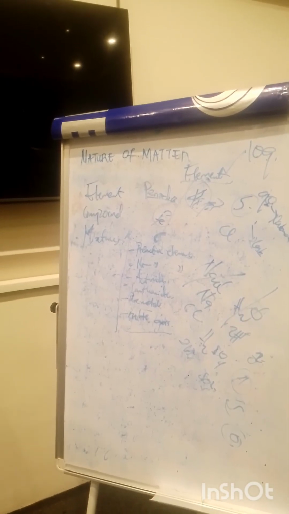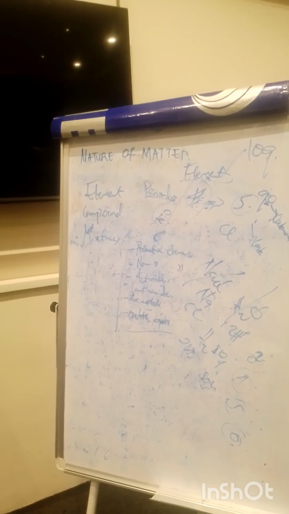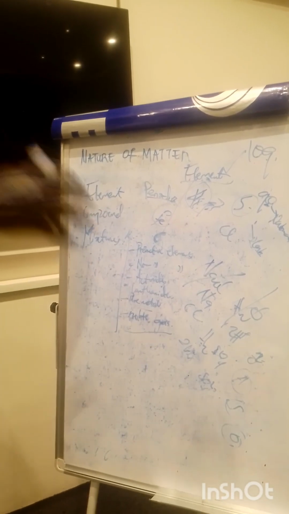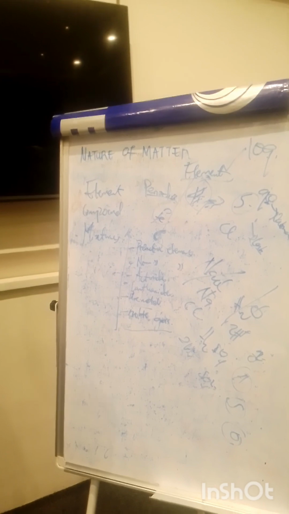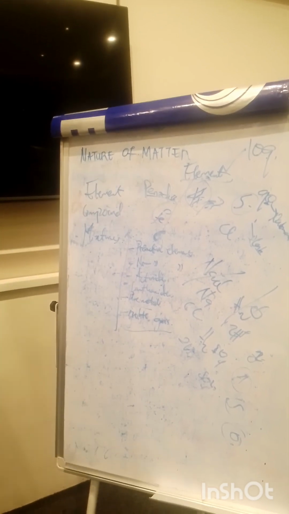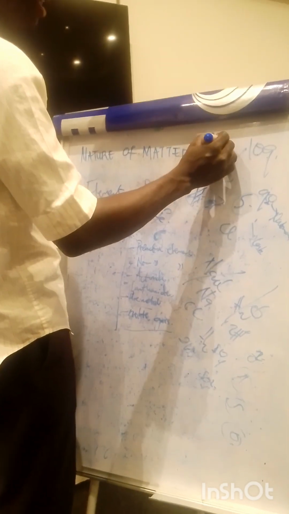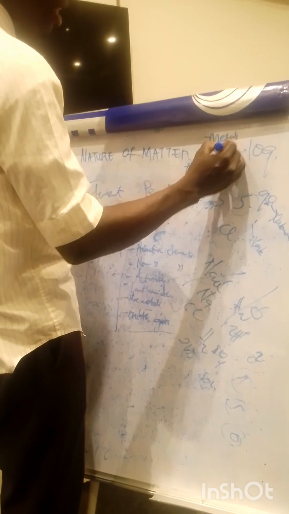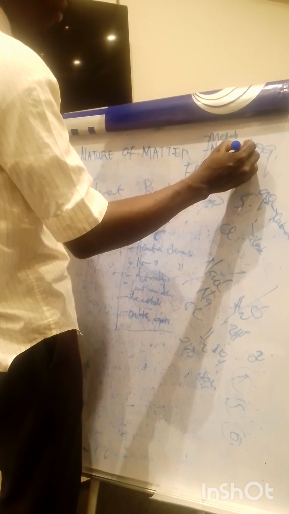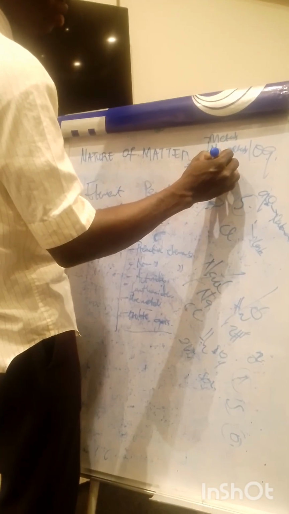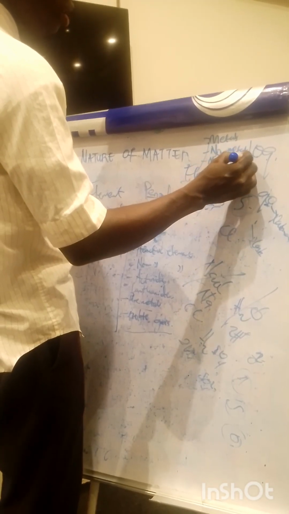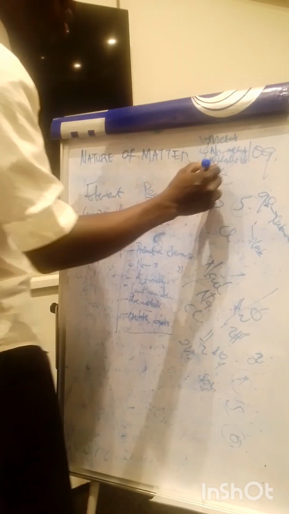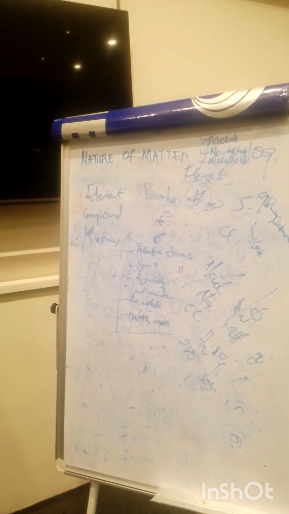But if you want to group elements in a simple way, we just say elements are grouped into metals and non-metals, then metalloids. These are the semi-metals. This is how you can also classify them. Are you with me? So, alright.